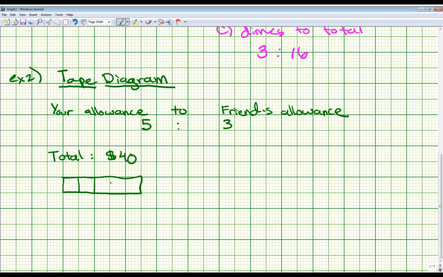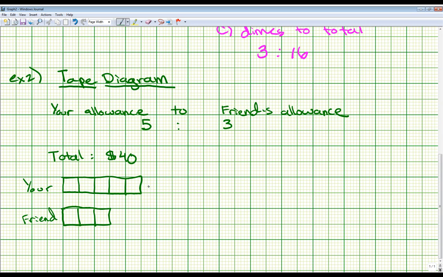So I'm going to make 5 sections of a piece of segmented tape, and this is going to represent your allowance. Then your friend's allowance is only 3, so I'm going to make a little piece of segmented tape that has 3 sections. There's 1 and 2 and 3, and then label that for your friend. So 5 here and 3 here. And there's a total of $40.